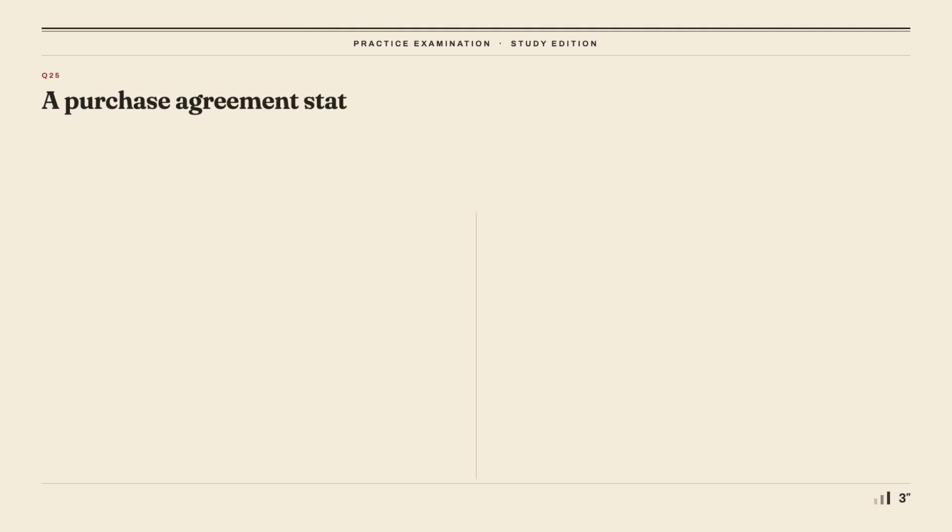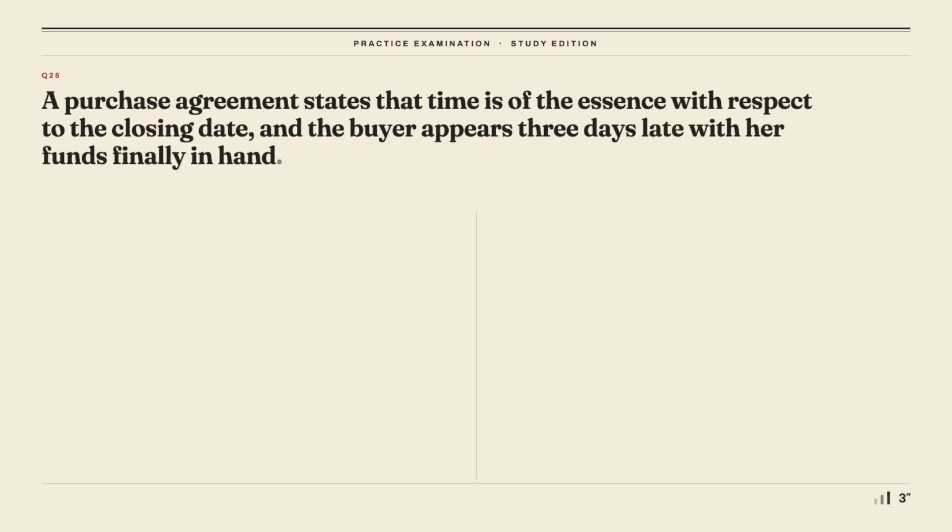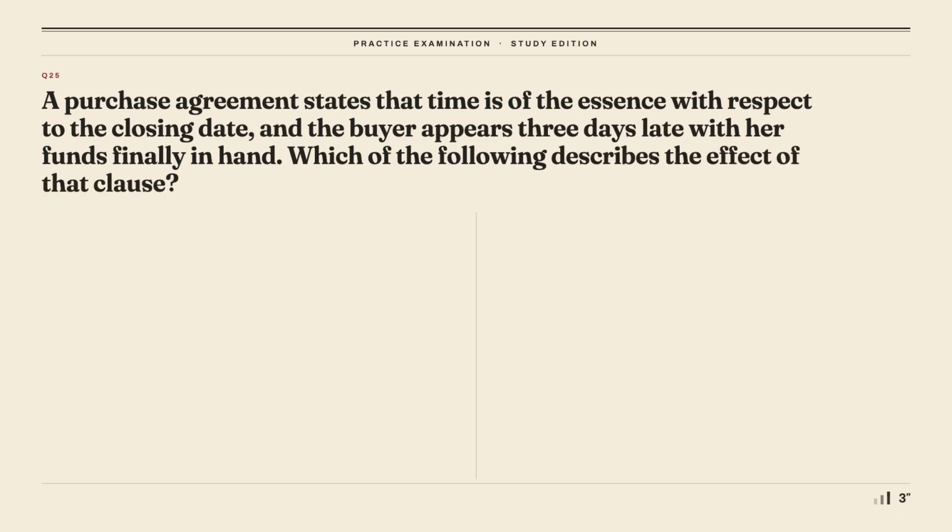Question 25. A purchase agreement states that time is of the essence with respect to the closing date, and the buyer appears 3 days late with her funds finally in hand. Which of the following describes the effect of that clause?